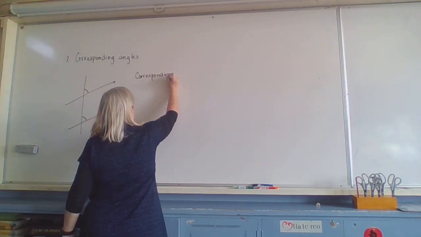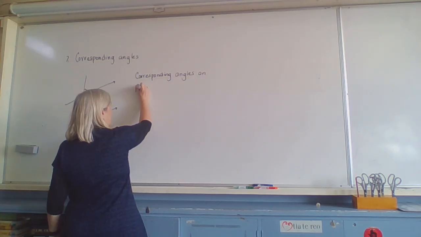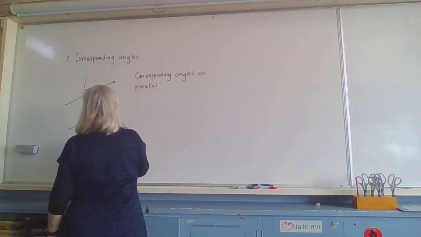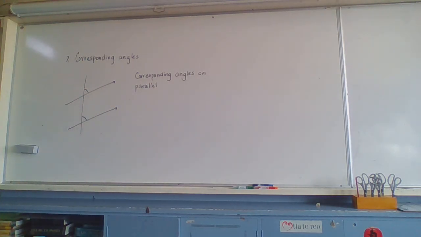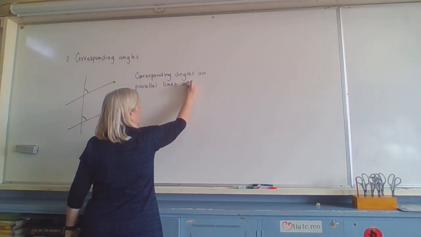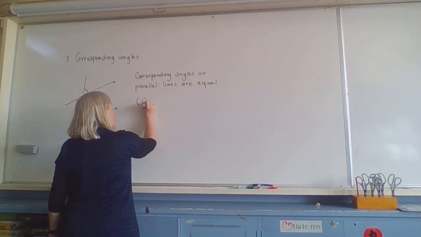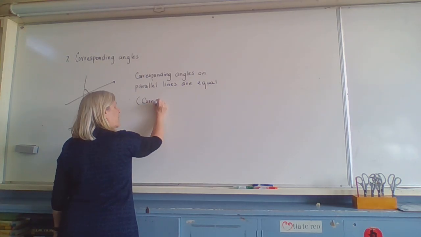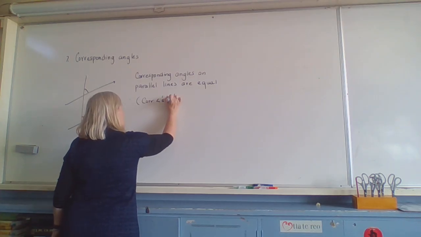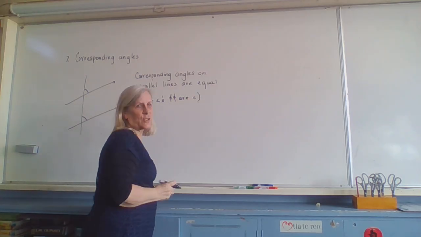angles. And we have to say on parallel lines are equal. Now we have a short version of that. All right, and it goes CORR for the corresponding part, our angle sign, the parallel line little emblem, and R equal. That's our short version.